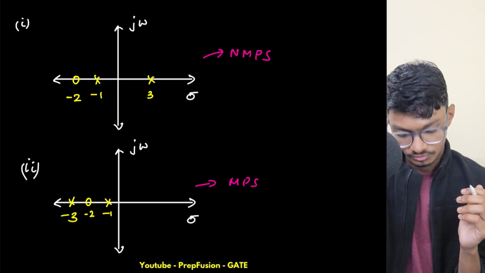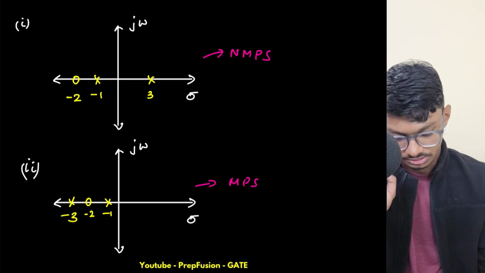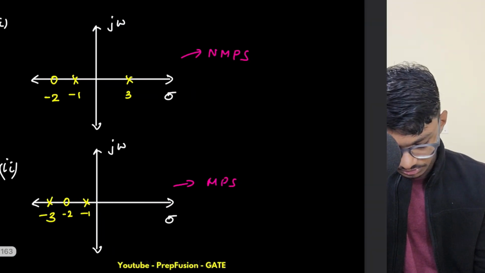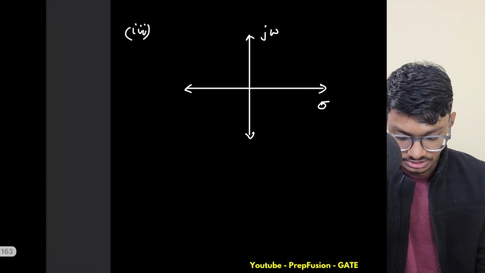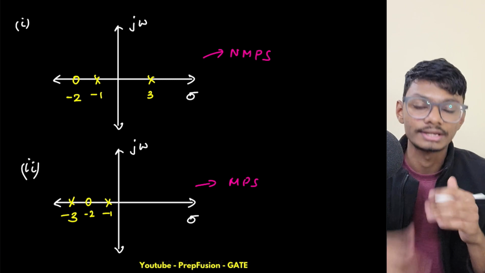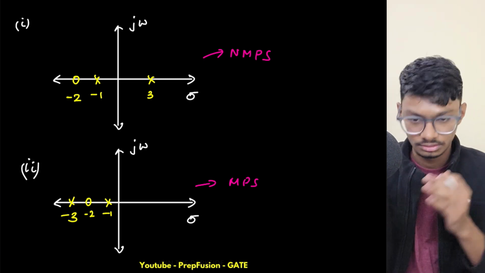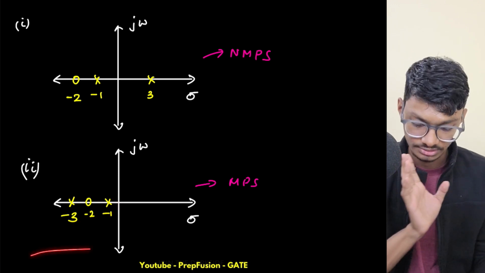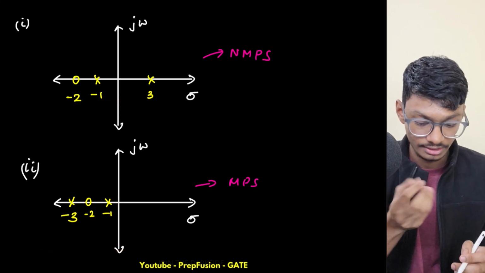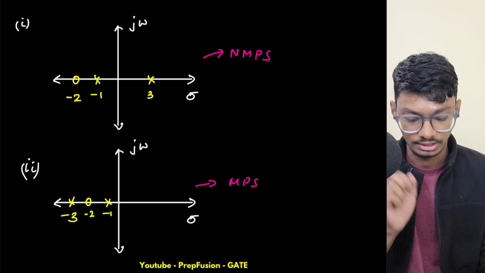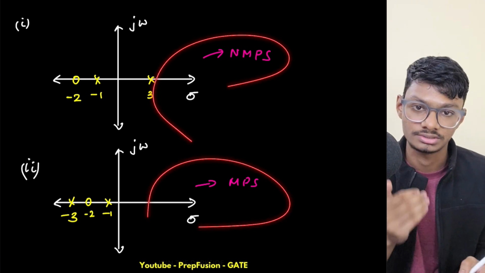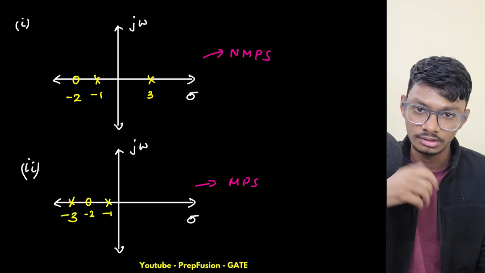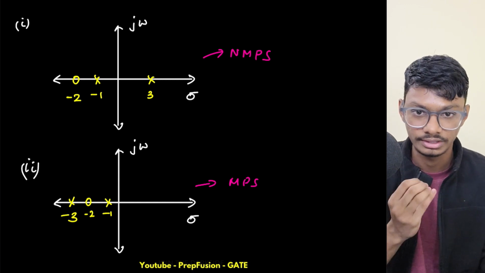Okay, so let's go to the third system. Here you will see the difference. Here we can say this is a stable system. If this is a CLTF of a system, a closed loop transfer function, then we can say this is a stable system, this is an unstable system. So you can deduce from here that unstable systems are non-minimum phase systems and stable systems are minimum phase systems. But let's go to the third example, and from there your misconception will get cleared.